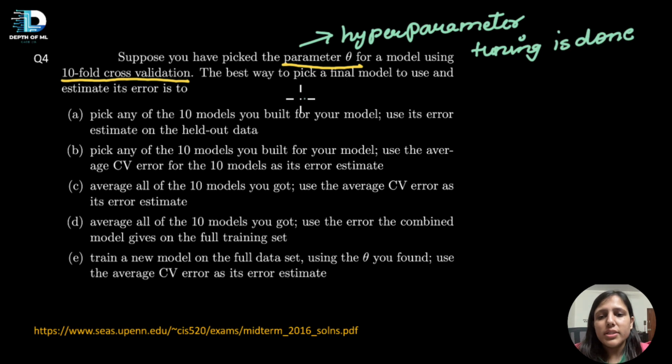Okay, now they are saying you are done with cross validation, now you have to select the final model. So what is the best way to pick the final model to use and estimate its error? Okay, so let's look at these statements.